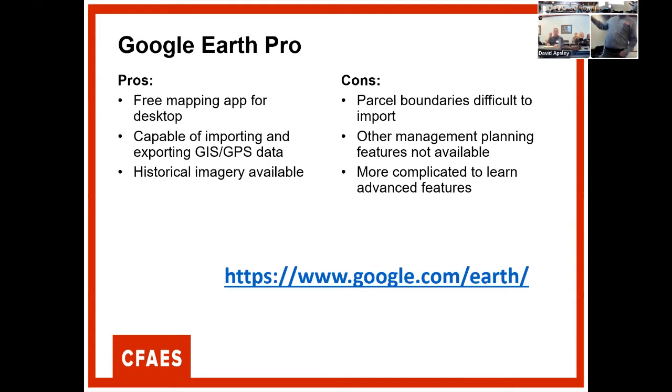Parcel boundaries are difficult to import. If you have them from some way and you can email them to yourself, you can pull them into Google Earth pretty easily. If you don't, there's an end around for most counties, and I'll show you a little bit about that. There's really nothing else there but mapping capabilities, but you can measure distances. You can trace areas and get acreages and things like that on Google Earth. And we will go live and show you a few of those things.